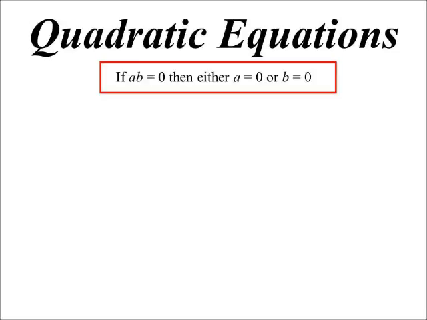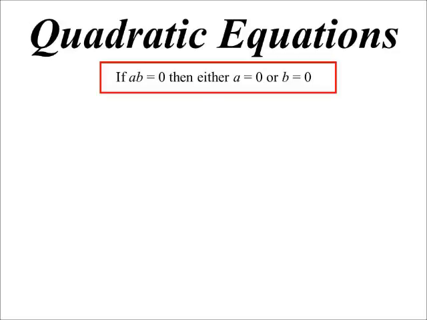Let's have a look at these very special type of equations we know as quadratics. Basically, the solution is solved on this one simple idea. If you have two things multiplied together and you know the answer is 0, there's only one way that can happen, and that's if one of those things is 0.